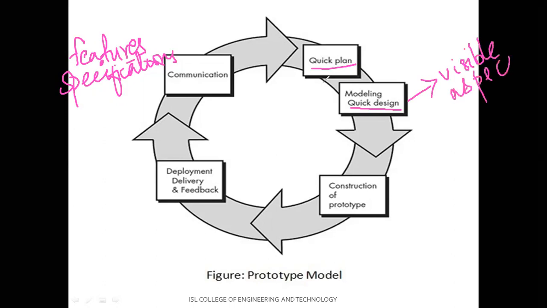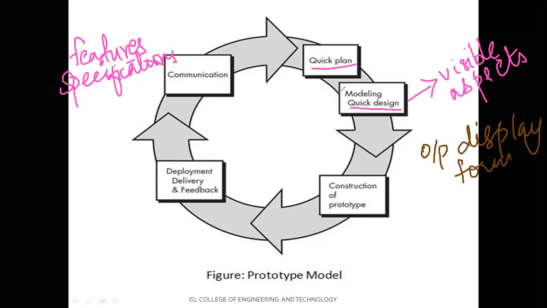Now what are the visible aspects within a particular software? The visible aspects within a particular software are the output display that is visible to the end user. The end user might not understand the complete coding part, but if he sees the output display format, he's going to understand, okay, yes, this is how your screen is going to look. And the second one is your user interface layout. What are the different options that are available, and where they are available.